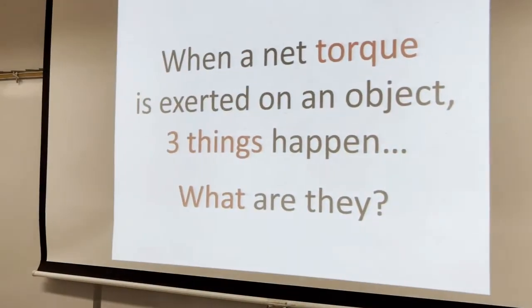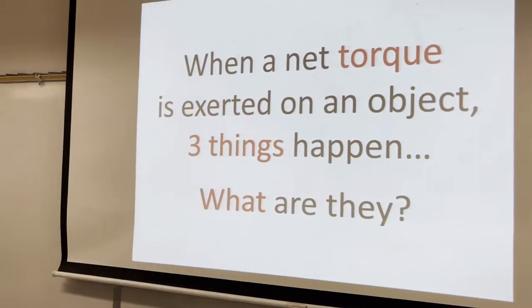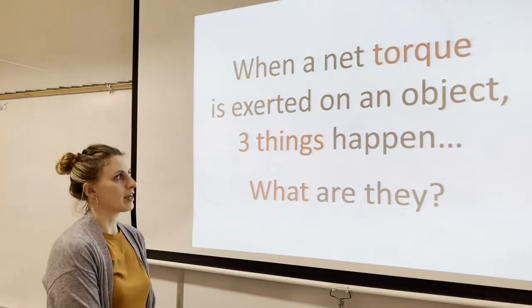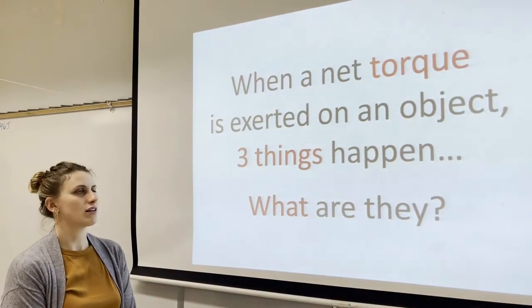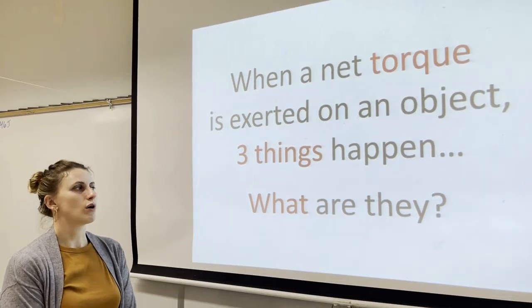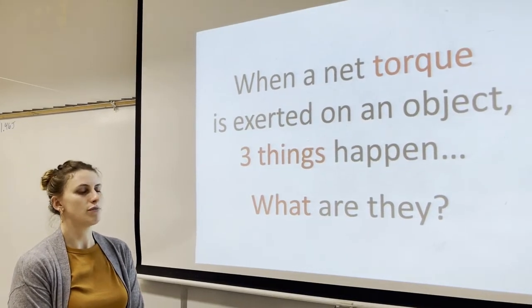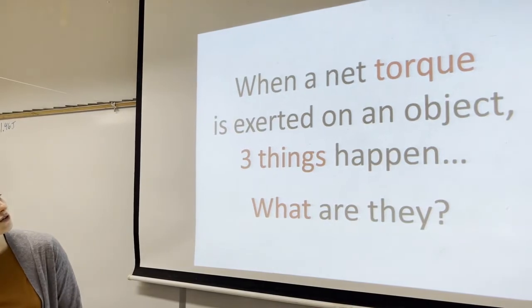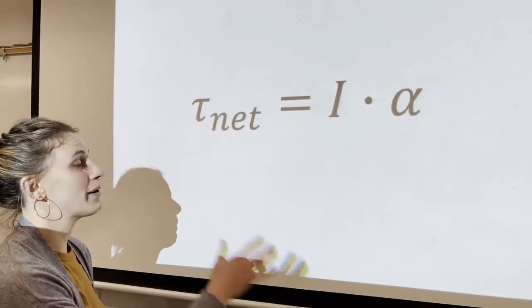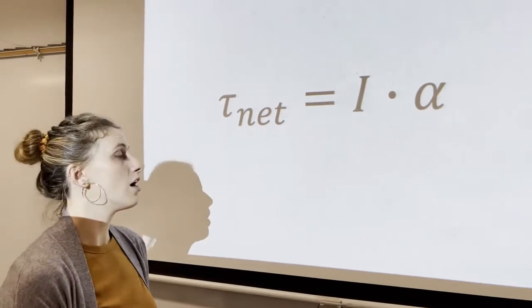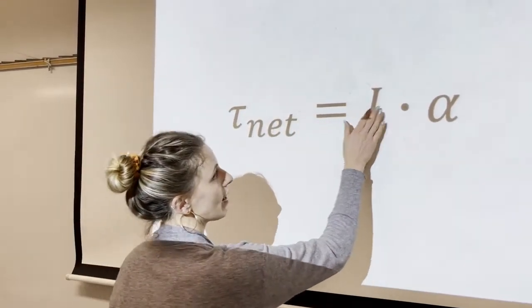Similar ideas here. When a net torque is exerted on an object, three things happen. Can you guess with what we've seen already? We talked about Newton's second law, work and kinetic energy, and impulse momentum. So what do we think our first one is? This is in a parallel universe, the same idea of Newton's second law.